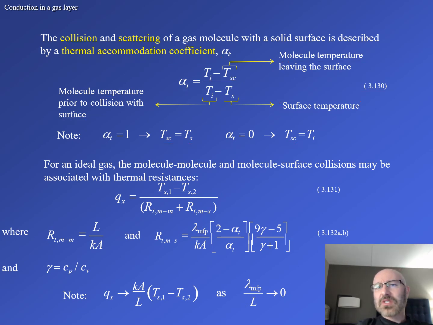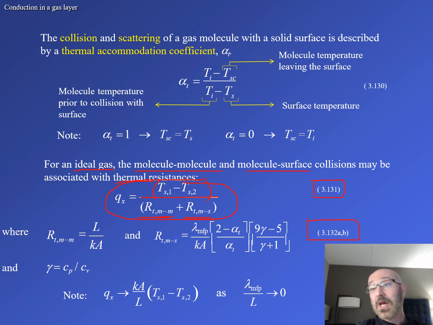Now let's look at the situation where we have an ideal gas. If we have an ideal gas, molecule-to-molecule and molecule-to-surface collisions may be associated with thermal resistances. This relates back to equation 3.131 in our textbook, where Q sub x is equal to, in the numerator, the difference in our surface temperatures, T_S1 minus T_S2. In our denominator, we have this thermal resistance plus this thermal resistance, R sub T,MM and R sub T,MS, which relate back to equation 3.132 a and b.